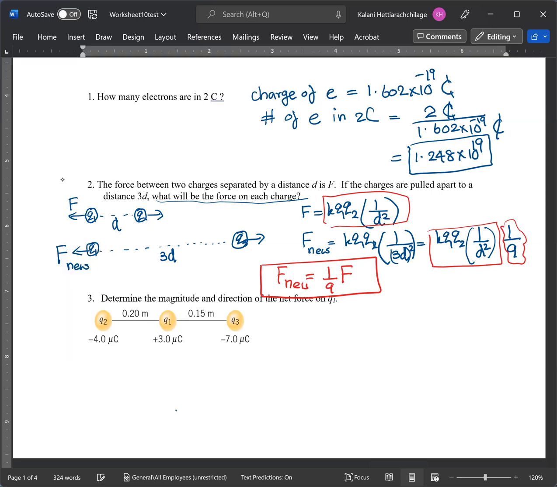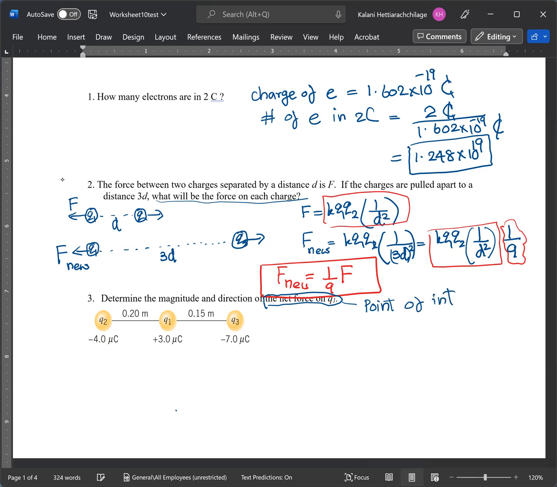Okay, now let's move on to the next question. So now I need to find the magnitude and the direction of the force at Q1. So this is to understand your vector information again, right? So now you see what it's asking. Net force on Q1. That means this is your point of interest.